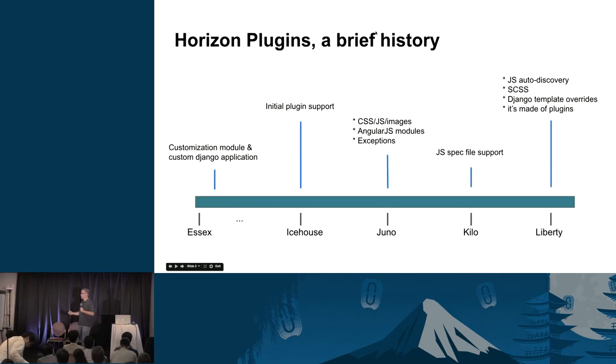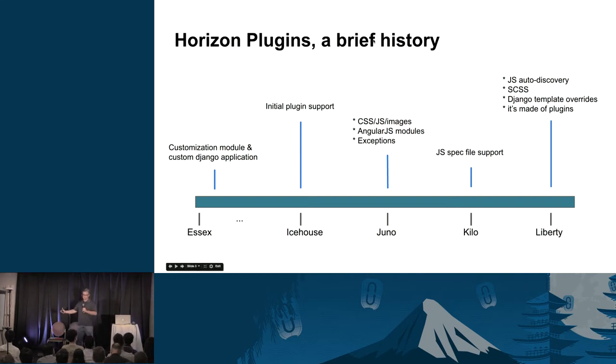So plugins in Horizon, just a little timeline. Horizon officially became part of OpenStack way back in Essex. At that time, customizing Horizon was essentially either building a custom Django app on top of Horizon, hacking directly into the Horizon code, or using a customization module, which was basically a glorified tool for doing monkey patching. In the Icehouse release, we introduced the first rev of plugins for Horizon. It was fairly crude support; you could support Django content in the plugins. And we've slowly been adding to that since then.